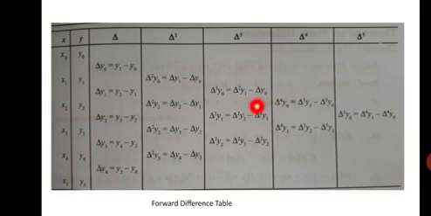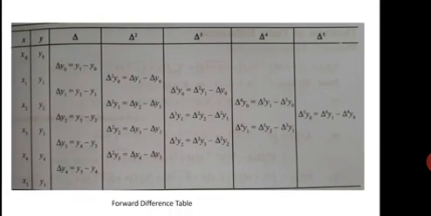Similarly, if you take the difference of these two, this and this, that is delta cube of y1 minus delta cube of y0, we are going to get delta to the power of 4 of y0. Similarly, if you take the difference of delta cube of y2 minus delta cube of y1, then we are going to get delta to the power of 4 of y1. Similarly, if you take the difference of delta to the power 4 of y1 minus delta to the power 4 of y0, we are going to get delta to the power of 5 of y0. This is the way we can construct the forward difference table, right?